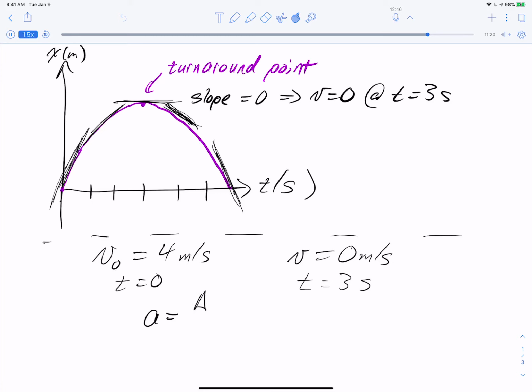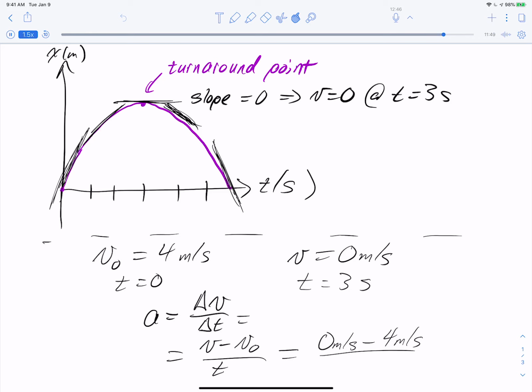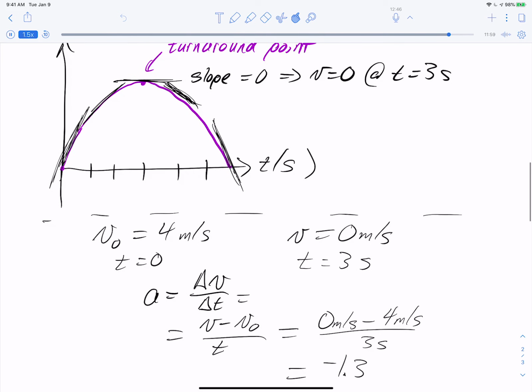So again, that's change in velocity over change in time. That change in velocity is v minus v naught, and that's just going to be over time because the starting time was 0. So I get 0 meters per second minus 4 meters per second divided by 3 seconds. So that gives me negative 1.3, rounding to the nearest sig fig, meters per second squared.